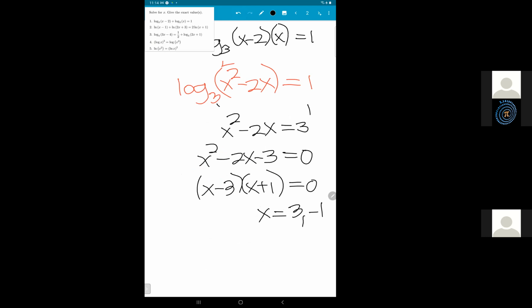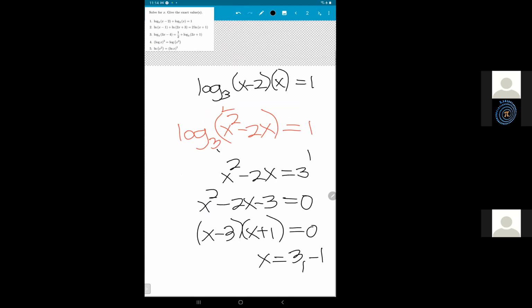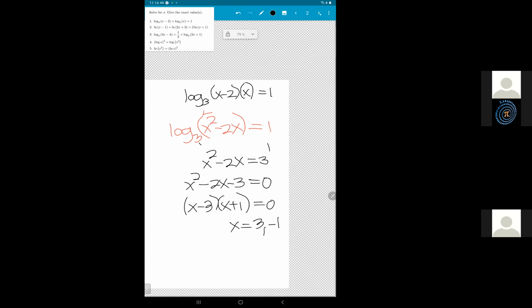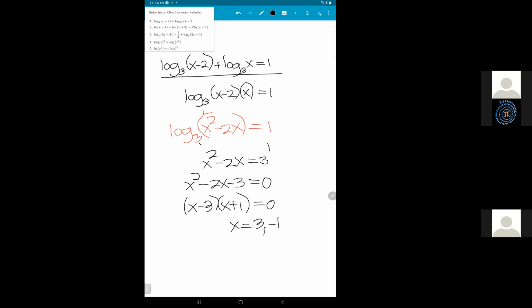However, this is a logarithmic equation. Unlike exponential equations, the domain of logarithms is limited to positive values. If you have a to the x, the domain is all real numbers for x. Now, if you have logarithm of x, base a, the domain is only the set of positive real numbers.